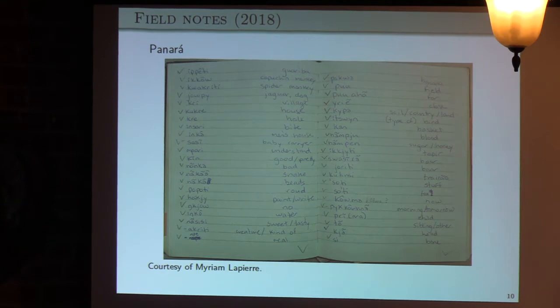These are some notes courtesy of one of my graduate students, Miriam Lapierre. And these are from her notes taken while she was recording some speech from some speakers of the language Panada, which is in Peruvian Amazonia. These were taken last year. And what you see here is essentially the same thing that we saw before, right? You see some English words over here, and then the presumably Panada equivalents of them.